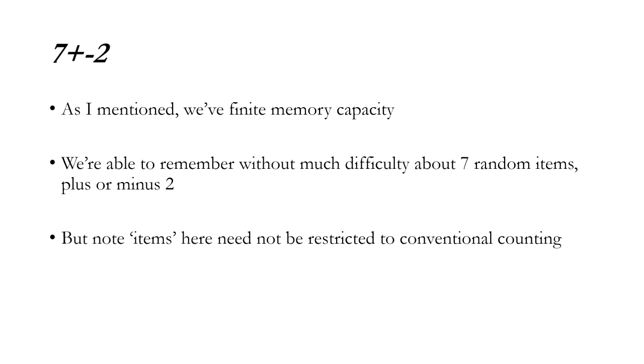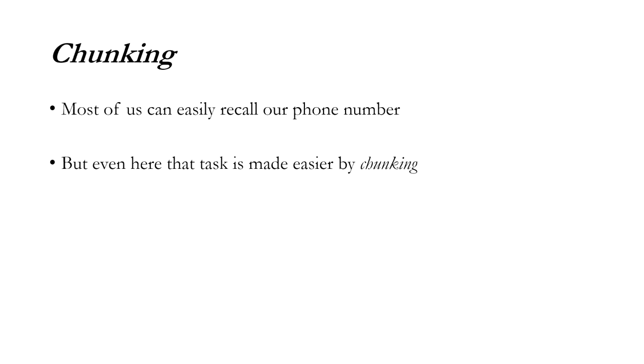Okay. Now, roughly speaking, experimental research suggests pretty strongly that people can remember about, on average, 7 plus or minus 2 random items. It's important here, just note that items need not be restricted to conventional things you would count, as evidenced by the room meditation. Now, there's this thing we do sometimes that makes it easier for us to remember stuff.